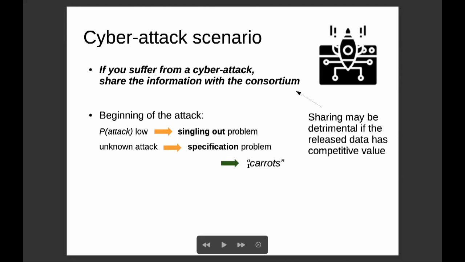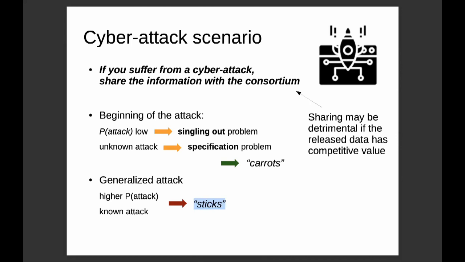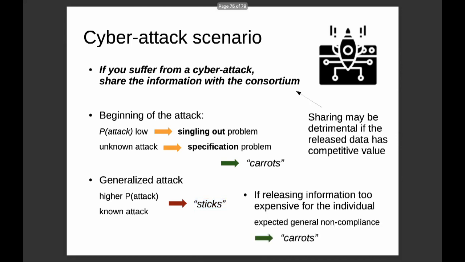After a while, if the attack becomes generalized, we know that there is a higher chance for an internet provider to be attacked, and also we know more the manifestations of attack. This means that both singling out and specification problems do not hold, so sticks have to be preferred. However, if releasing information has a too high negative impact for the individual provider, we may expect general non-compliance, and for this reason carrots may be still preferred.